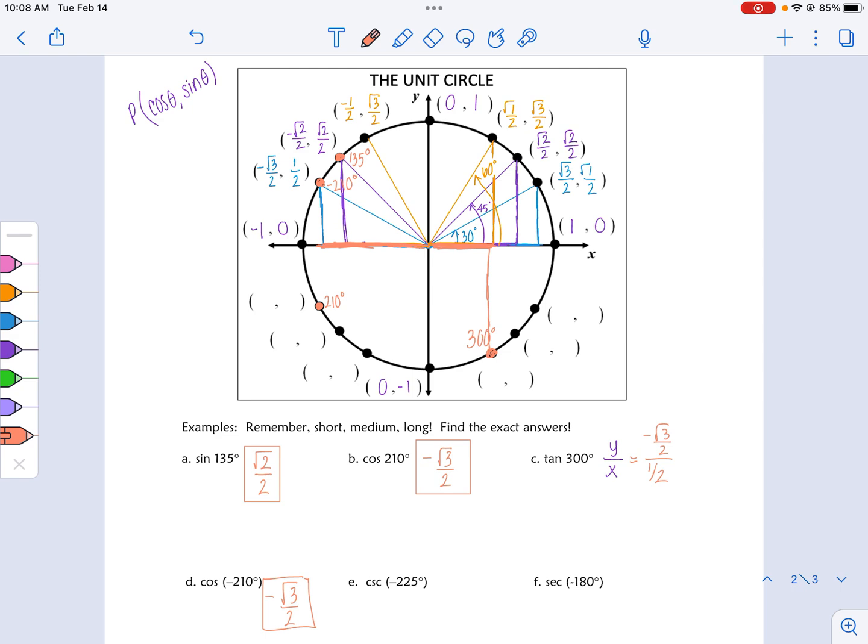Now please don't leave your answers like that, right? No fractions in a fraction. So the algebra there, if you divide by a fraction, same thing as multiply by the reciprocal. Cancels out the 2's. So you get -√3. Secant, hopefully you remember that secant is the reciprocal of sine.